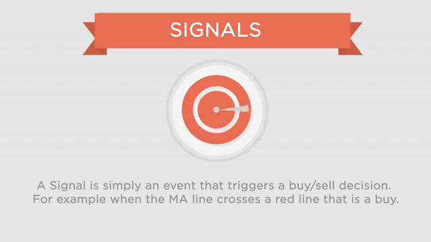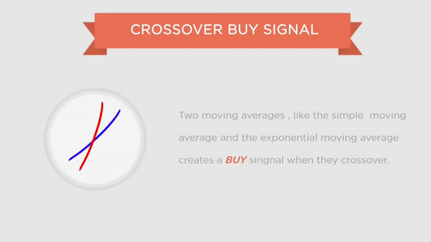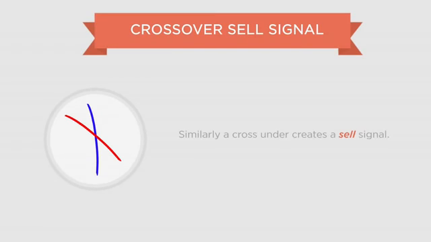Now let's look at signals. A signal is simply an event that triggers a buy or sell decision. For example, when an MA line crosses a red line, that is a buy signal. What is a red line? And what's a signal line in the first place? Well, to generate a buy signal, we need two lines that cross over. That's a buy. And if two lines cross under, then that's a sell. So let's understand what this mysterious new line is that we've suddenly introduced. To understand that, we need to understand the types of moving averages.